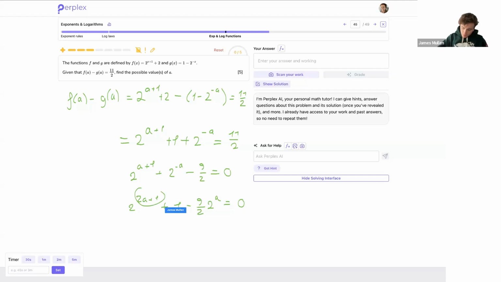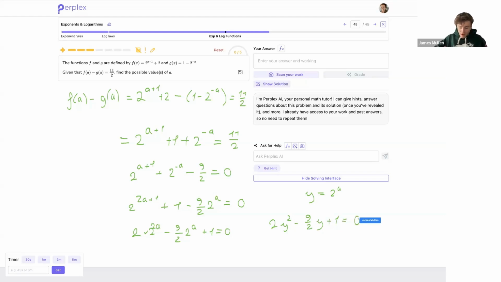And if I recognize that 2 to the a plus 1 is 2 to the 2a times 2 to the 1, this is going to be 2 times 2 to the 2a minus 9 over 2 times 2 to the a plus 1 is equal to 0. Okay? And now, if I let y be equal to 2 to the a, then I'm going to get 2y squared minus 9 over 2y plus 1 is equal to 0. How do I solve that?